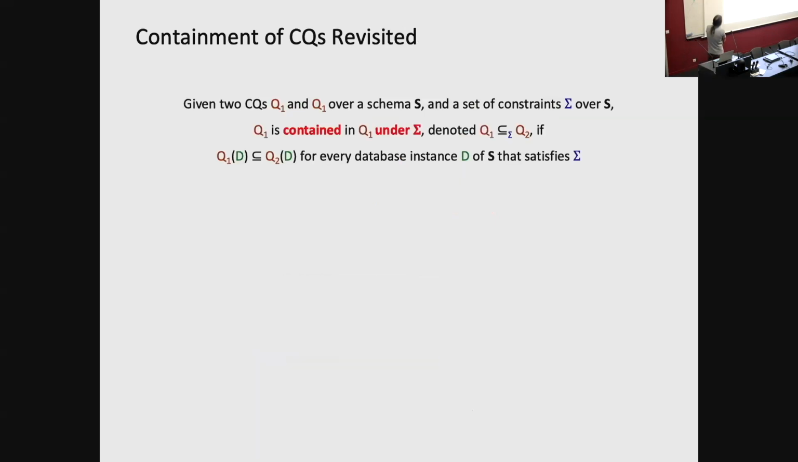Now, having this in place, it's very reasonable to revisit the notion of containment of conjunctive queries by taking into account the constraints. And this is what I do here. It's essentially the definition of containment, but now under a certain set of constraints. And the definition is what you expect. We say that Q1 is contained in Q2 under sigma if this containment holds for every database that satisfies sigma. So the only difference from the original notion of containment is that now I consider only databases that satisfy sigma. That's it.